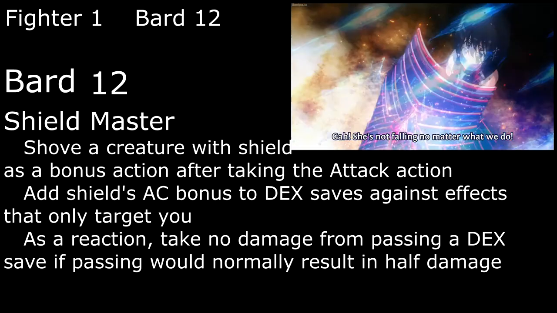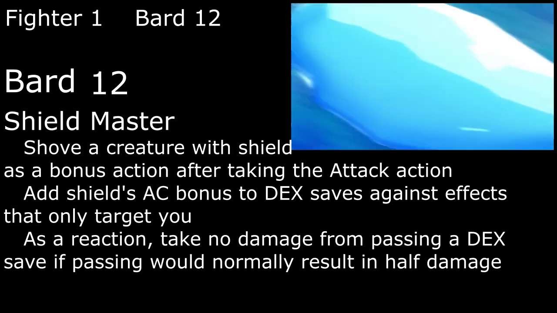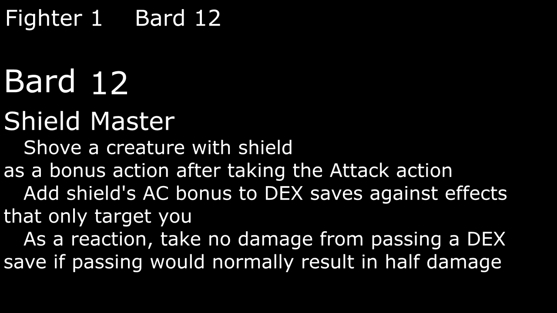If we succeed on a save against a fireball or something similar that deals half damage on a success, we can use our reaction to devour the effect with our shield, taking no damage instead. This does only devour the bit that would hit us though, it doesn't protect our allies.